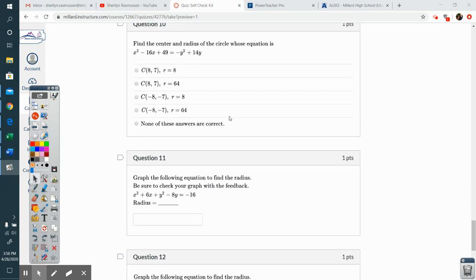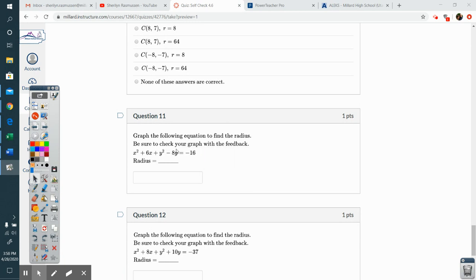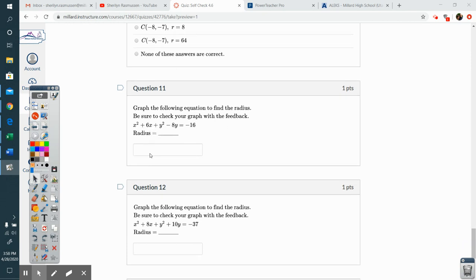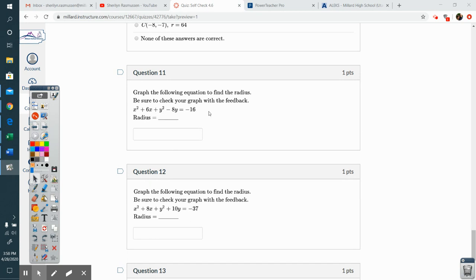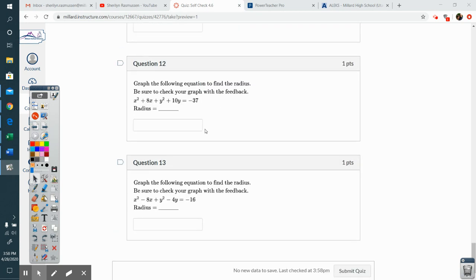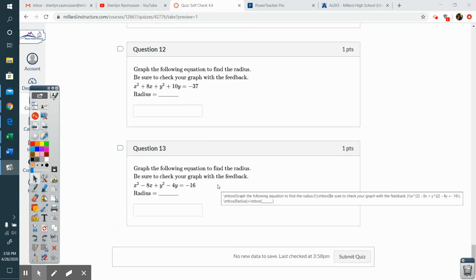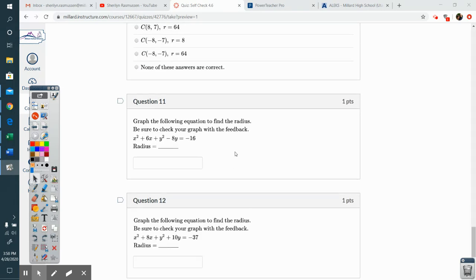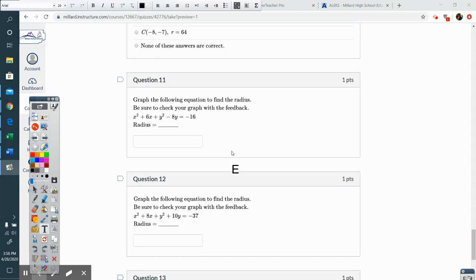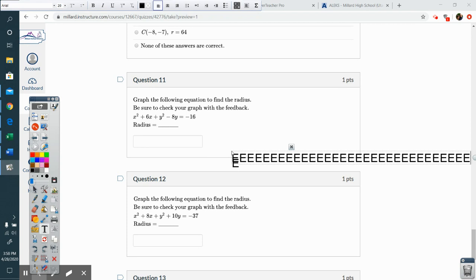So this is the same. Graph the following equation to find the radius. So you do this exact same thing here. Complete the square. It looks like it just wants the radius, though. You're not going to plug in what the center is, but you have to complete the square in order to solve for the radius. The same thing here and the same thing here. I'll do this last example. You don't have to watch this, as you all know.